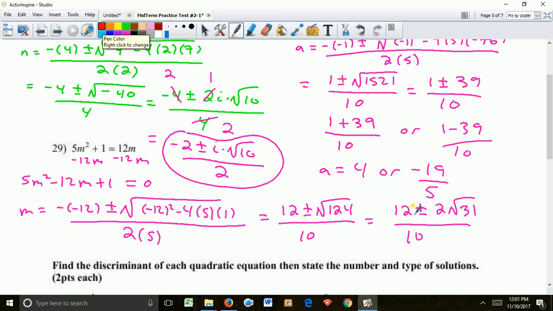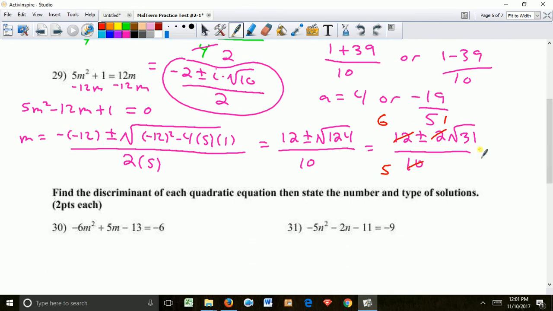2 is divisible by all those numbers. 2 goes into 12 6 times. 2 goes into 2 once. And 2 goes into 10 5 times. So as your final answer, you now get 6 plus or minus root 31 divided by 5. And root 31 cannot be simplified. All right, there's the quadratic formula.